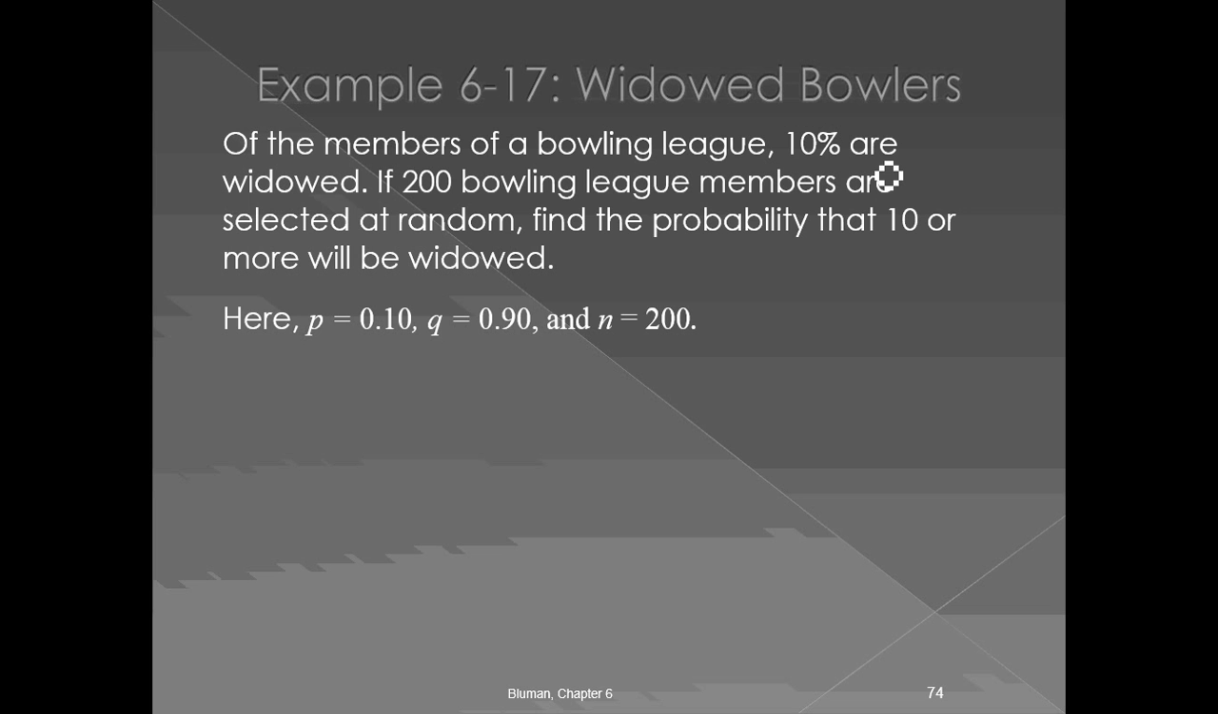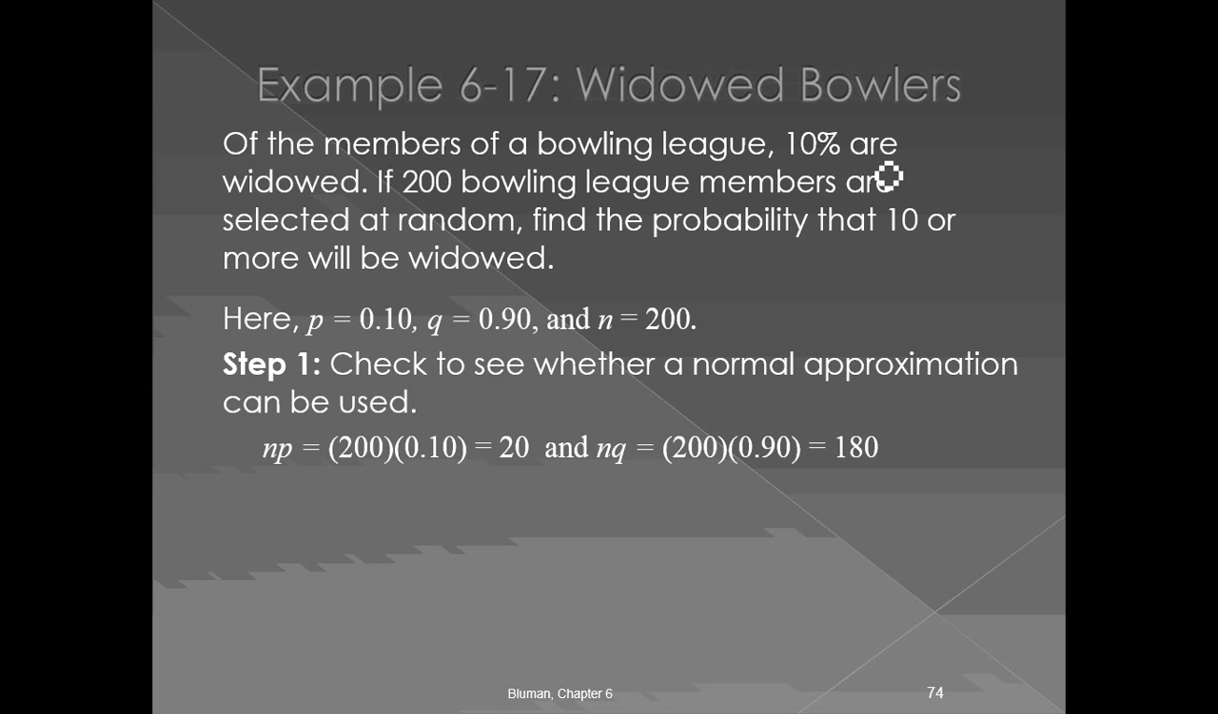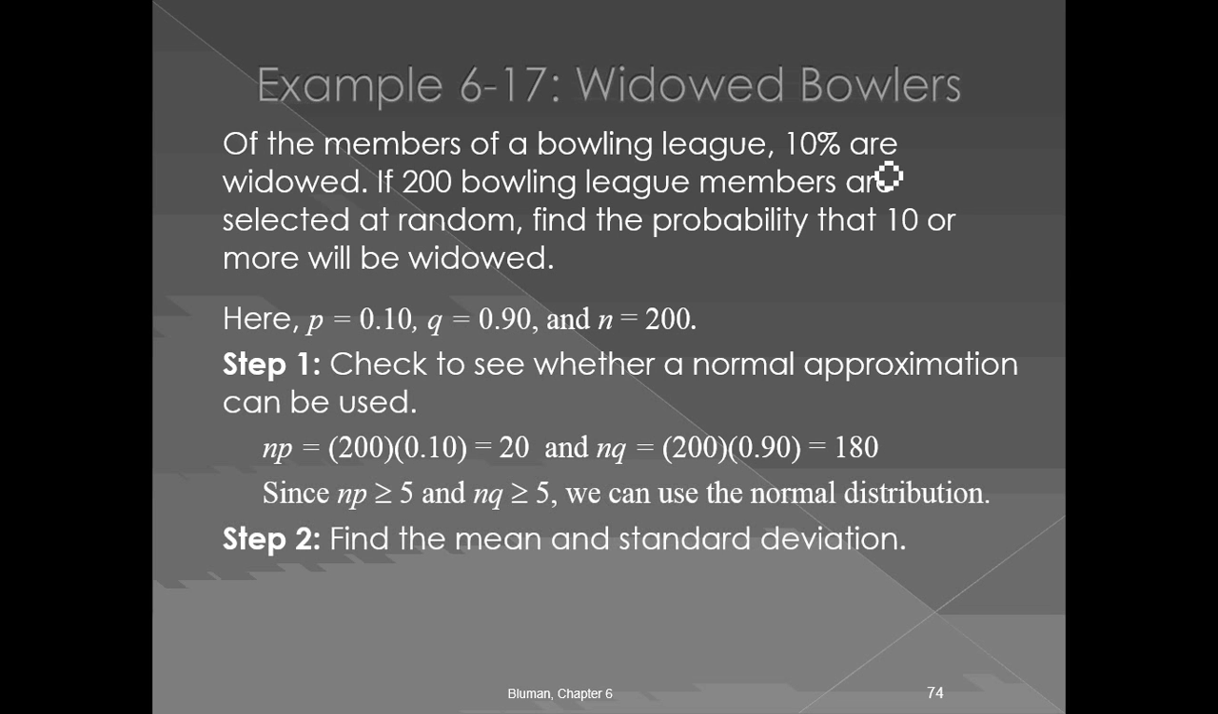First thing we have to see, can we actually use the normal distribution? 200 times 0.1 and 200 times 0.9 give us 20 and 180. Both of those numbers are greater than or equal to 5. Find the mean and standard deviation. Mean is 200 times 0.1, 20. Standard deviation is the square root of 200 times 0.1 times 0.9, and you get 4.24. So you've got a mean of 20, standard deviation of 4.24.